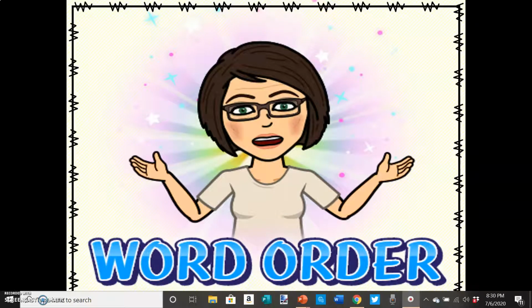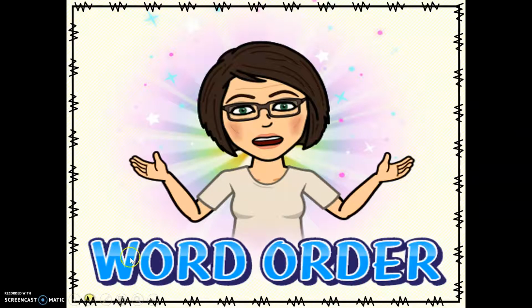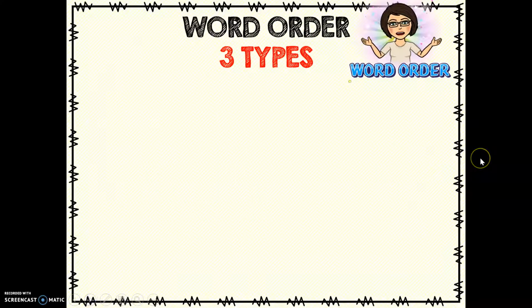Okay, today we're going to talk about word order. This is kind of tricky, so pay close attention. German and English do not follow the same word order patterns all the time. So in German, there are basically three types of word orders that you will have to know.